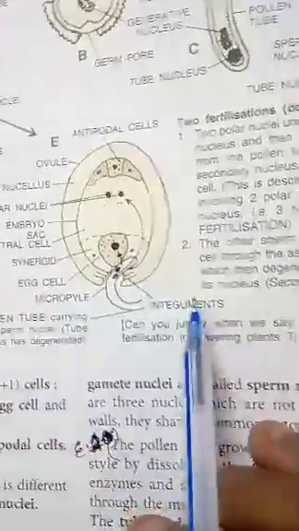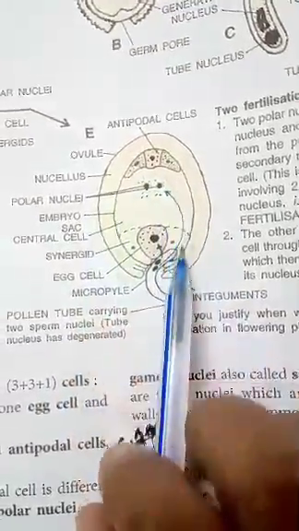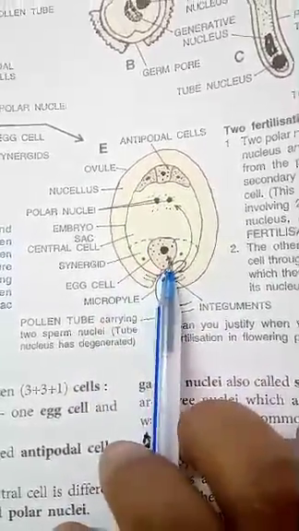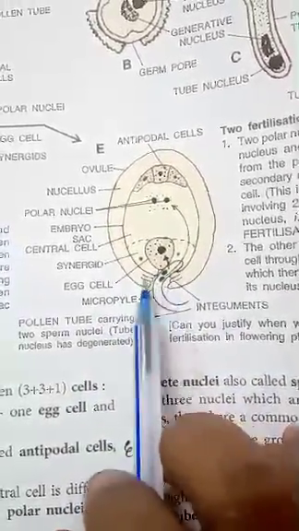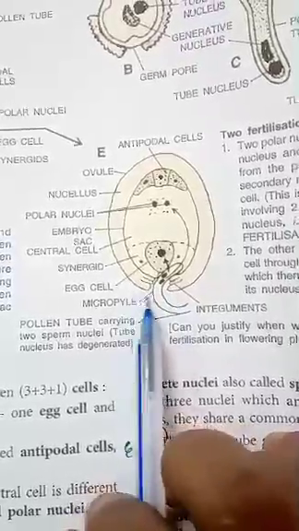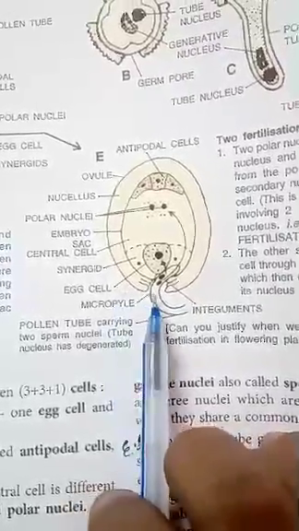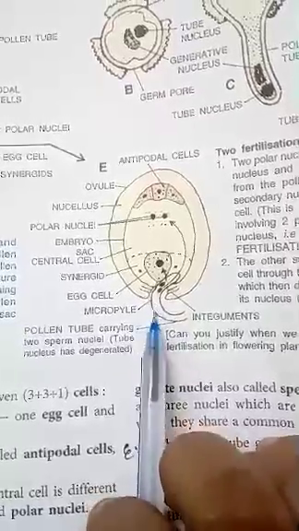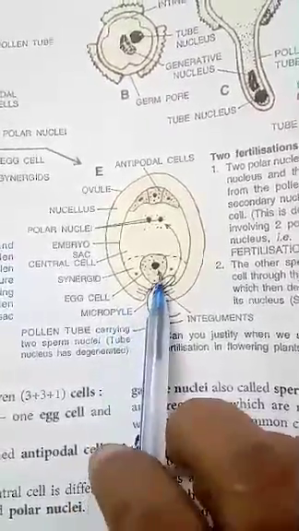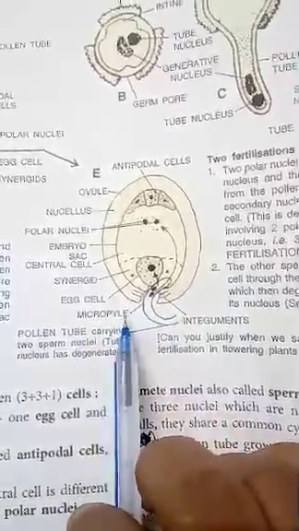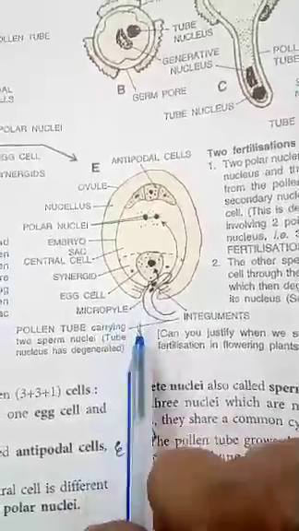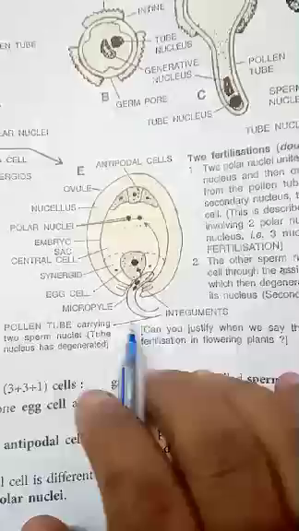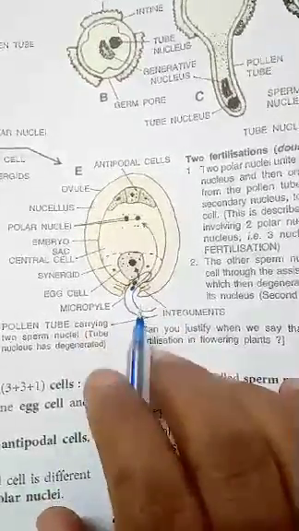See children, this is the embryo sac. Now how does the pollen tube enter the ovule? There is an opening here that is called the micropyle. This micropyle carries out major functions. One is that it helps in absorption of water. Second, it helps in gaseous exchange. And one more function is that it helps in the entry of the pollen tube.